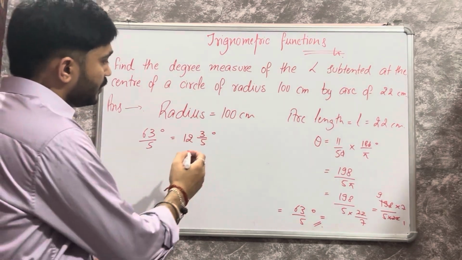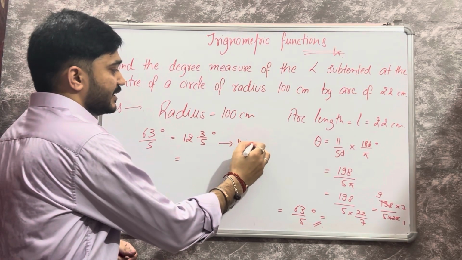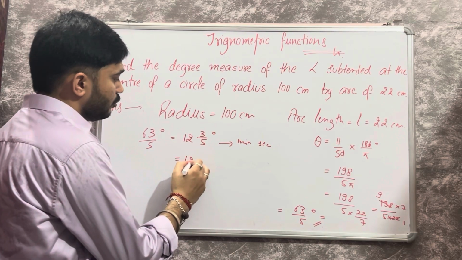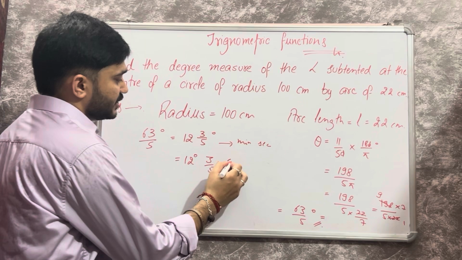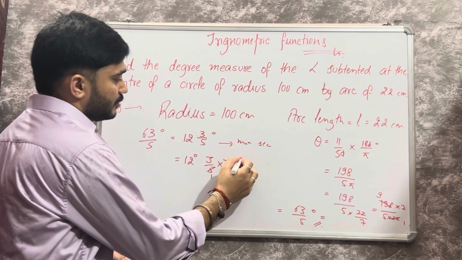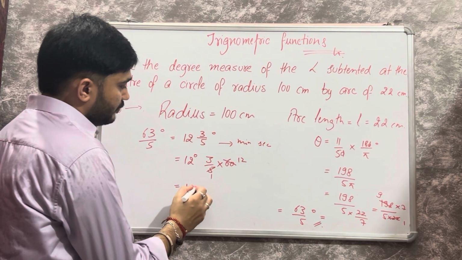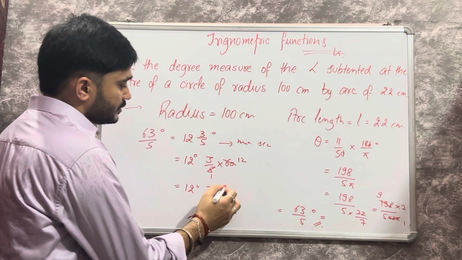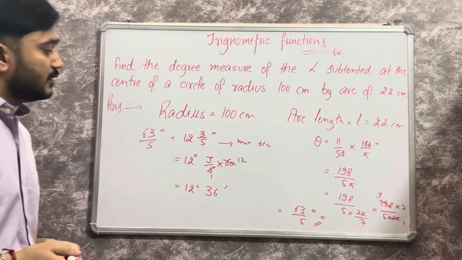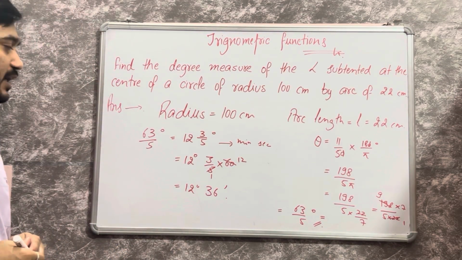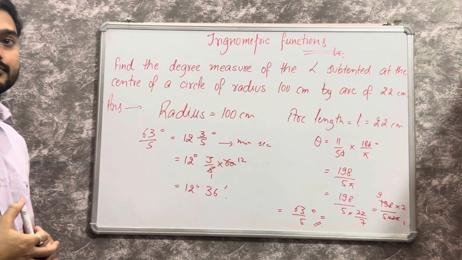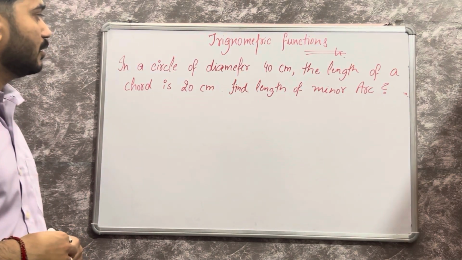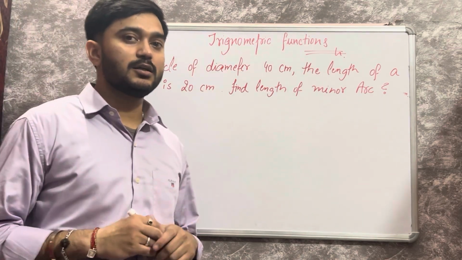If we want to convert it into minutes and seconds form, what we are going to do, 12 degree and 3 by 5 multiplied by 60. 5 ones are 5, 12 degree and 36 minutes is the answer. Any doubts? Now let us move to the third question.